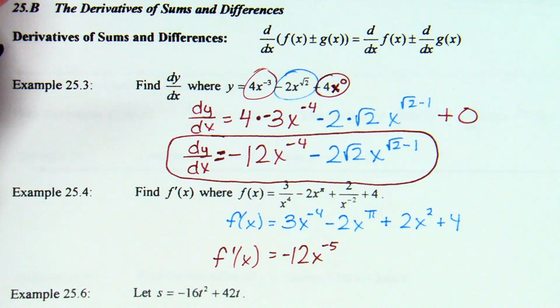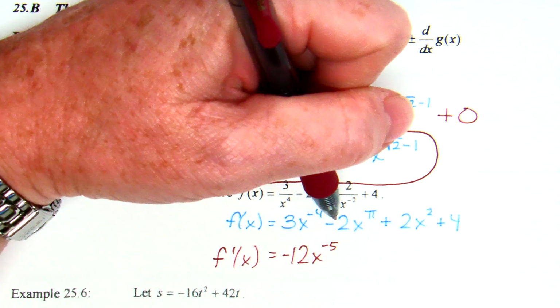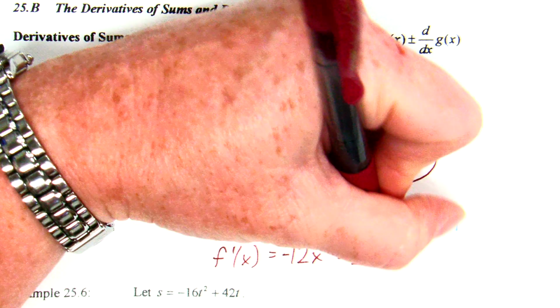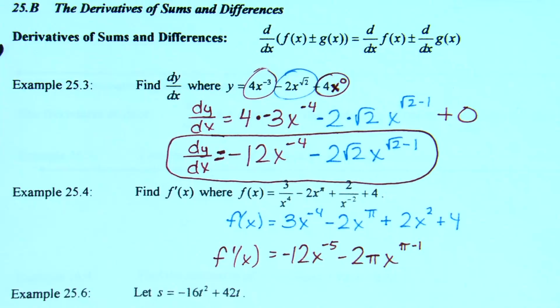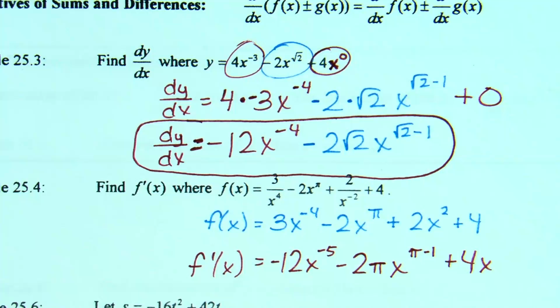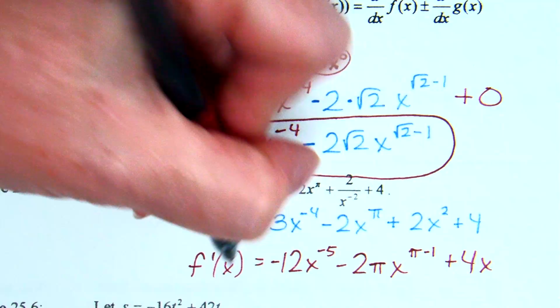What was it? Okay, that's where I was confused. Okay, so when you bring the pi out front, it was minus 2, so it's going to be minus 2 pi x to the pi minus 1. What's the derivative of 2x squared? Plus 4x. 4x is the first if you want, but 4x. And what's the derivative of 4? 0. So that term ceases to exist.